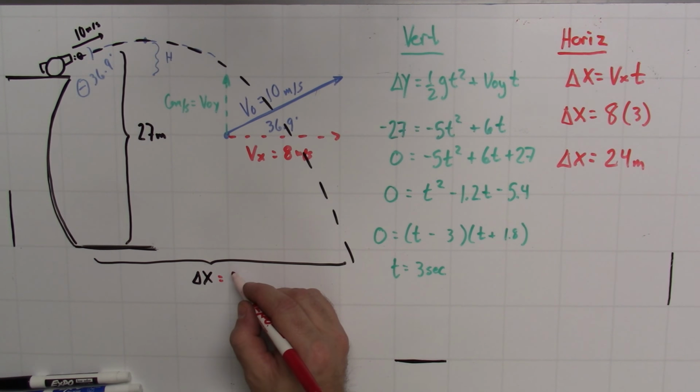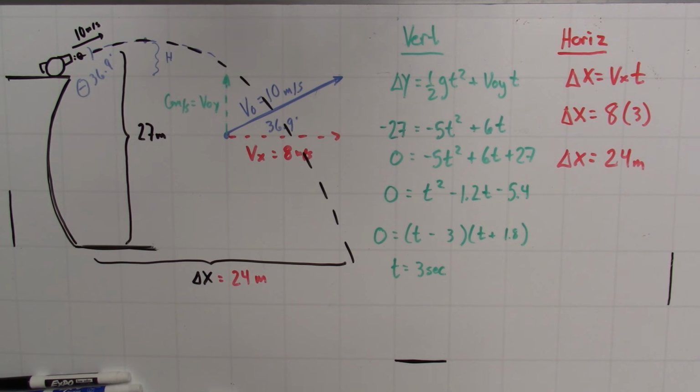So the ball traveled 24 meters in the horizontal direction before hitting the ground.